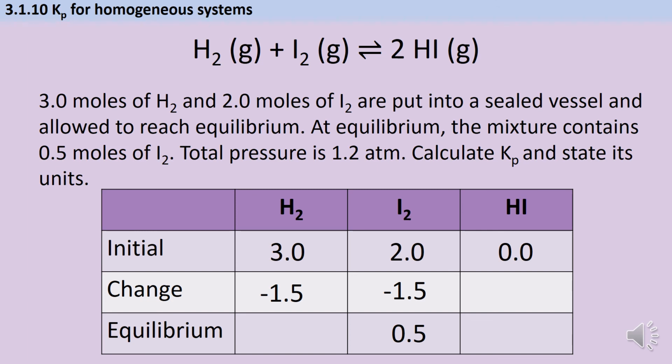But there's a 2 in front of the hydrogen iodide, so we're going to make twice as many moles of hydrogen iodide as we've lost of iodine, in other words, plus 3.0. So at equilibrium, there's 1.5 moles of hydrogen left, and there's 3 moles of hydrogen iodide.